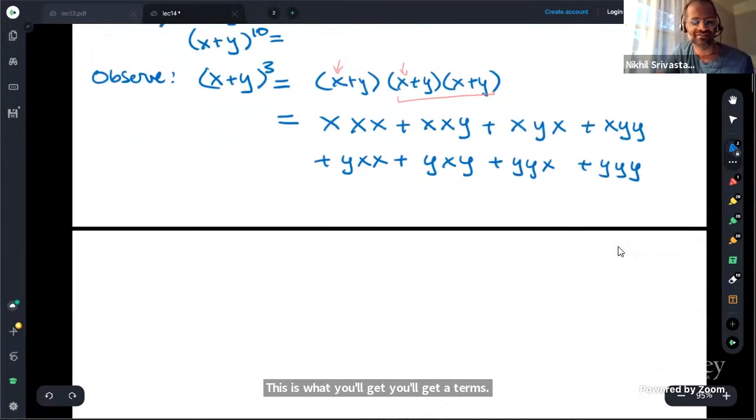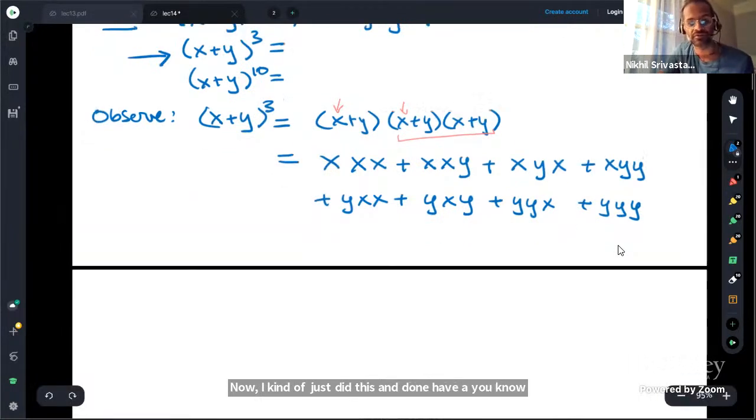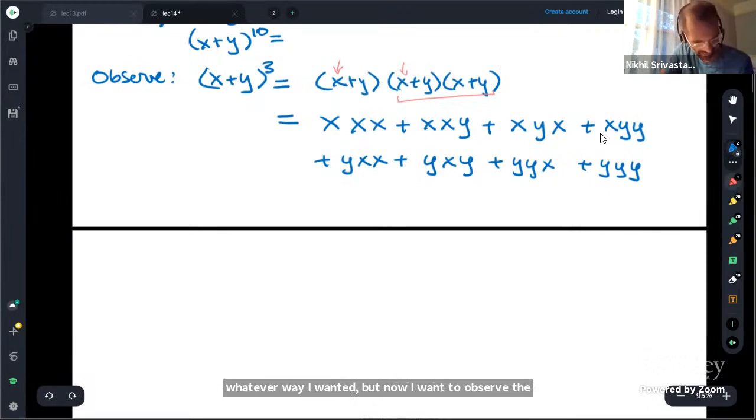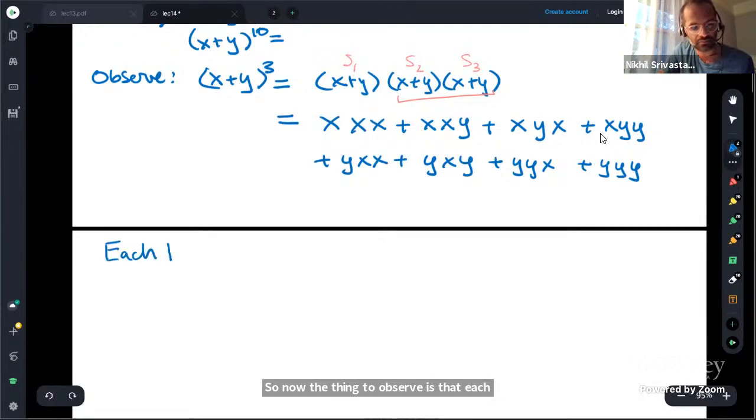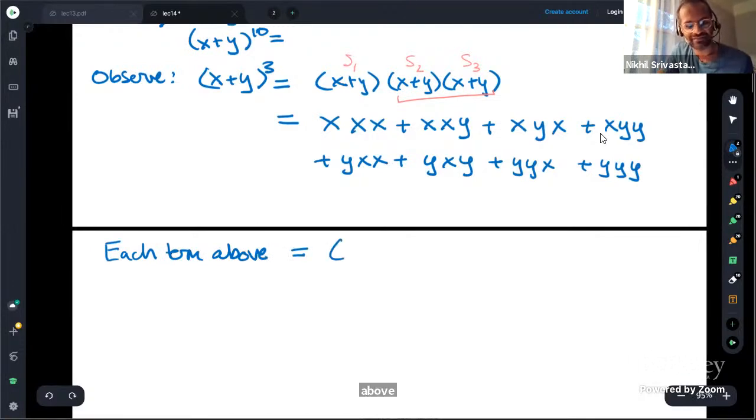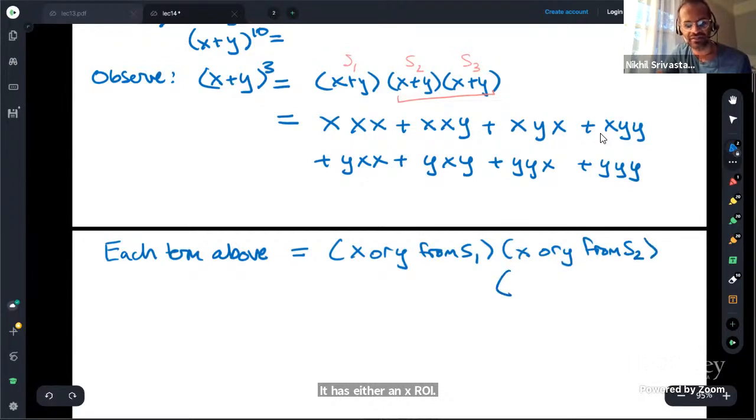Now, I kind of just did this in whatever way I wanted, but now I want to observe the pattern in these terms. So what's the pattern? I'm going to give each of these copies of the expression (x plus y) a name. Let's call this S1, let's call this S2, and let's call this S3. Now the thing to observe is that each term above looks like this. It has either an x or a y from S1, the first parenthesized expression. Then it has an x or a y from the second expression. And then it has an x or a y from S3.